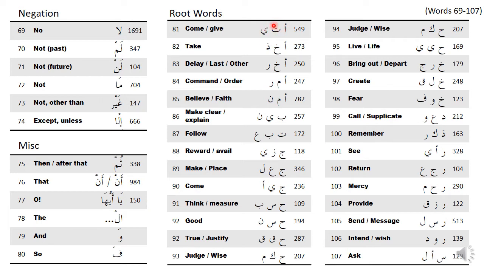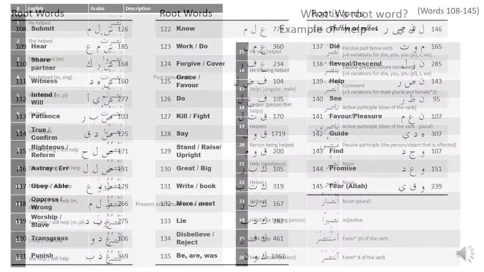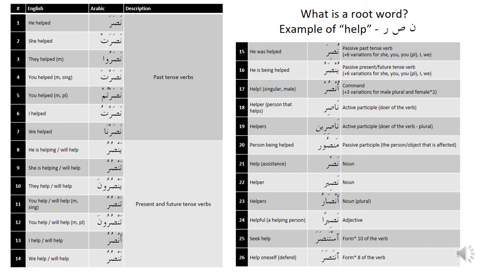These three words, we're going to see an example on the next slide. So just finishing off, this is the remainder of the word count, and these are all root words, and we're going to see an example. So this is an example of what we mean by root word. The example here is nasara, where the root word is help, to help.